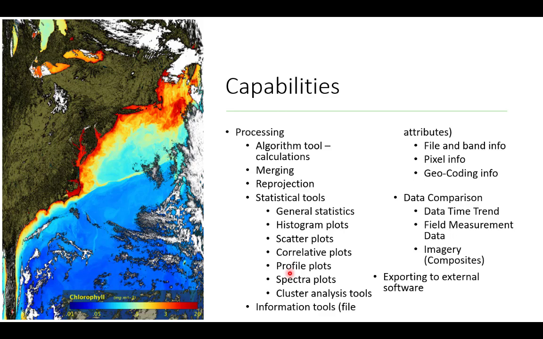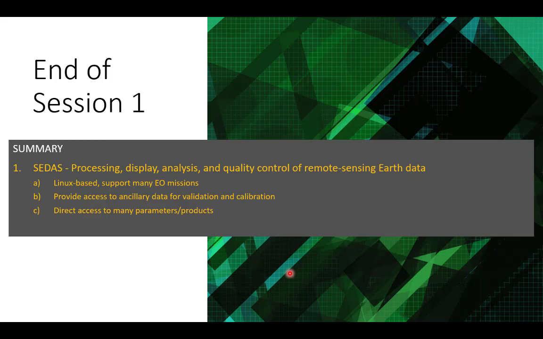So processing, you can do calculation, reprojection, statistical tools, a whole range of them, file attributes, information tools, data comparison. You can compare data over time to create trends. You can compare with field measurement. You can create image composites, and you can also export to other software. So in order to not let this go for too long, I'm going to stop here and summarize.